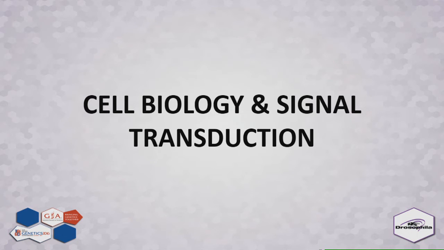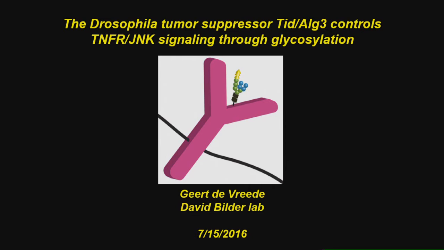Our next talk is by Geert de Vreede from the University of California, Berkeley, and the title of his talk is the Drosophila tumor suppressor, TID Alg3, controls TNFR JNK signaling through glycosylation.